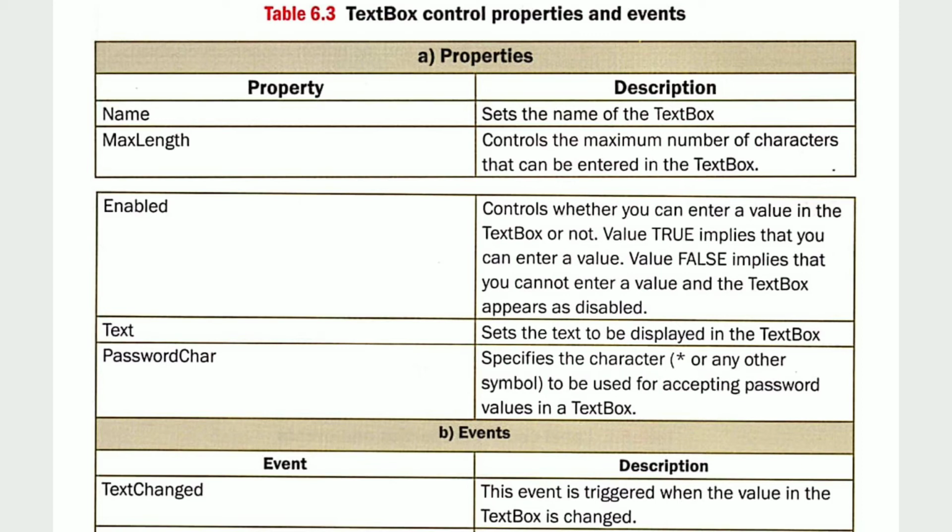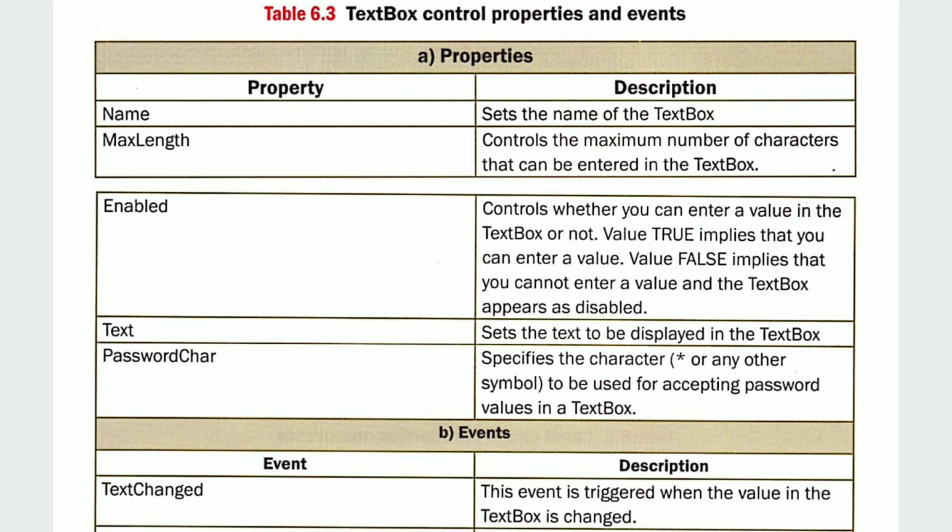If value 0 is set, it indicates unlimited length. This max length property controls the maximum number of characters that can be entered in the text box. Another property is the enabled property. The enabled property is used to determine the true or false value. When the text box responds to an event, it uses the true value, otherwise the false value.